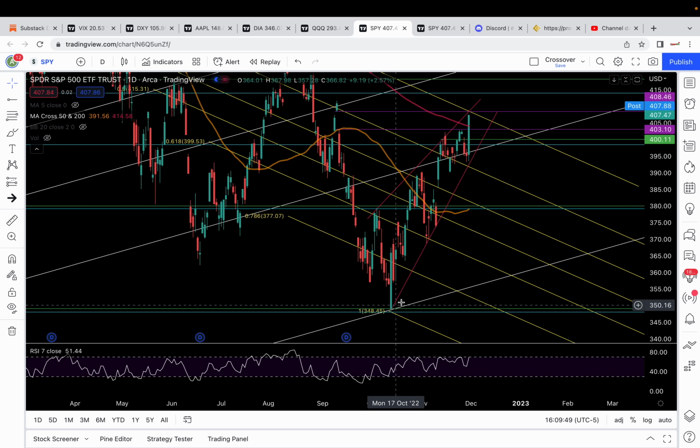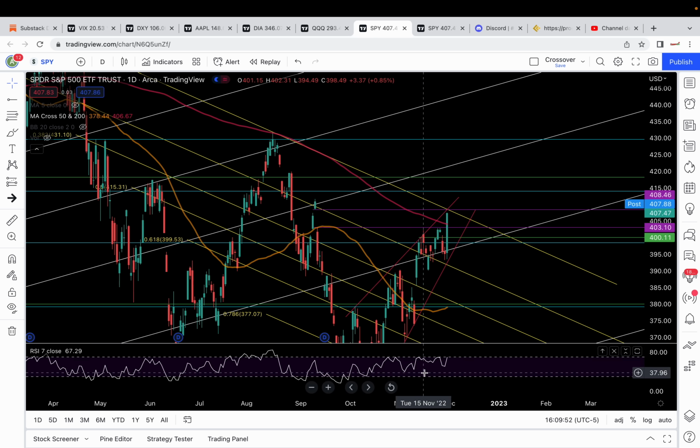Okay, you know a bottom is in when it can clear a very critical resistance level. And I'm talking about that 408 level. Okay, that's the bullish case scenario.